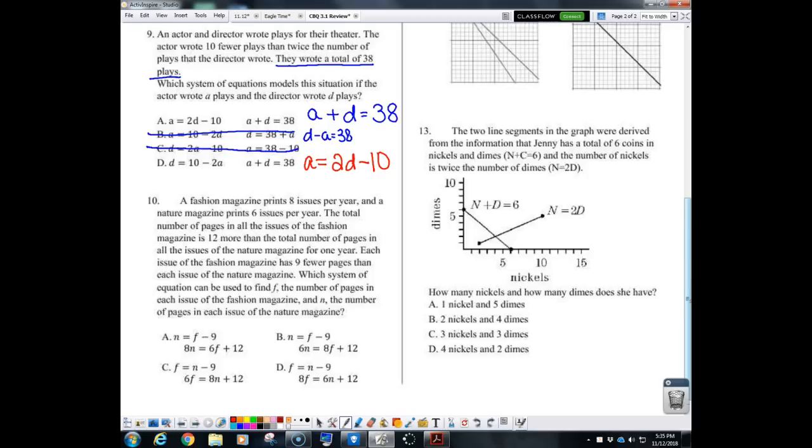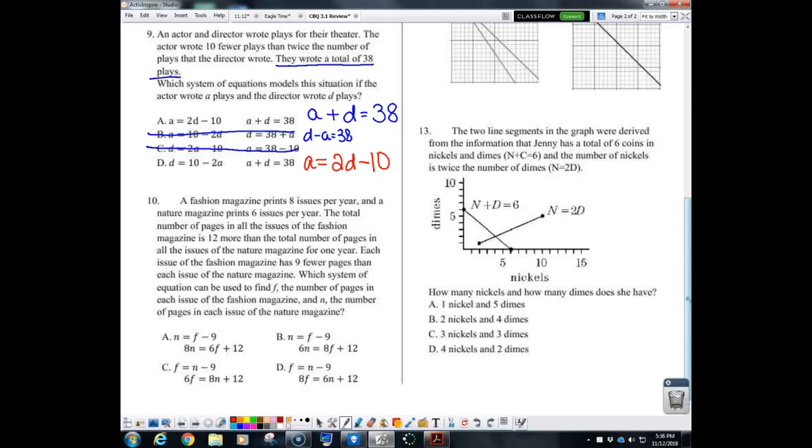So a fashion magazine prints 8 issues per year, and a nature magazine prints 6 issues per year. The total number of pages in all the issues of the fashion magazine is 12 more than the total number of pages in all the issues of the nature magazine for 1 year. Each issue of the fashion magazine has 9 fewer pages than each issue of the nature magazine. Which system of equations can be used to find F, the number of pages in each issue of the fashion magazine, and N, the number of pages in each issue of the nature magazine?